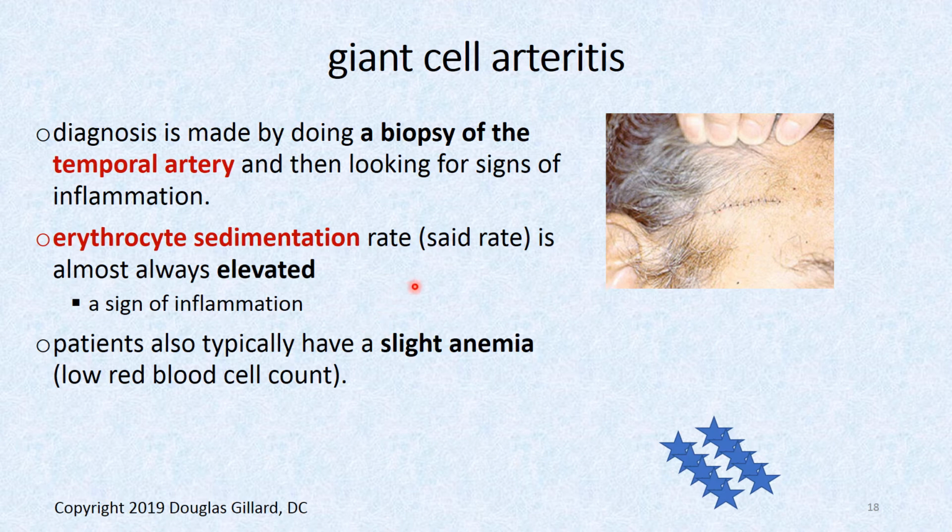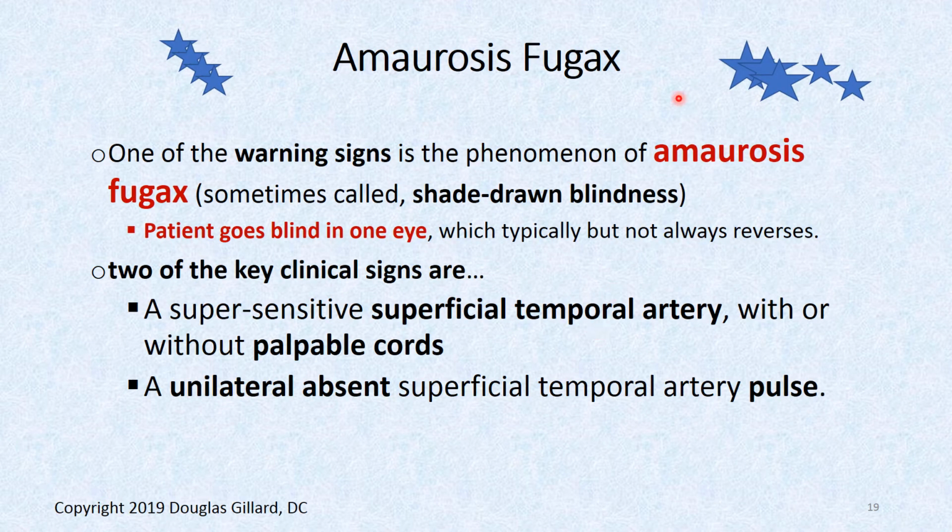Okay, the erythrocyte sedimentation rate is also elevated in these patients. They have slight anemia. So here's a new word for you. You got to know this word. It's pronounced Amaurosis fugax. So that is a sign that the patient could have superficial temporal arteritis. What is it? The patient will say, it felt like a shade. Somebody pulled one of those old-fashioned shades down over their eyes, and they went blind. It's a slow process, like one of those old pull-down shades.